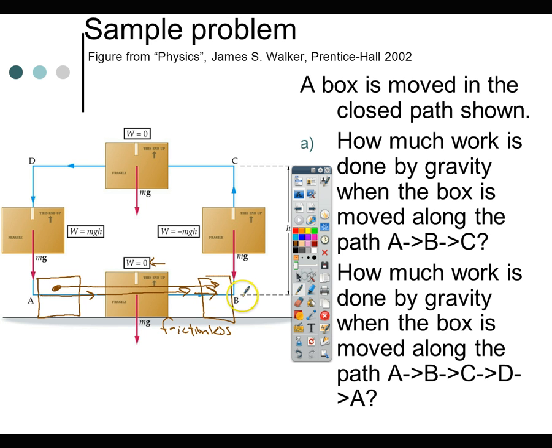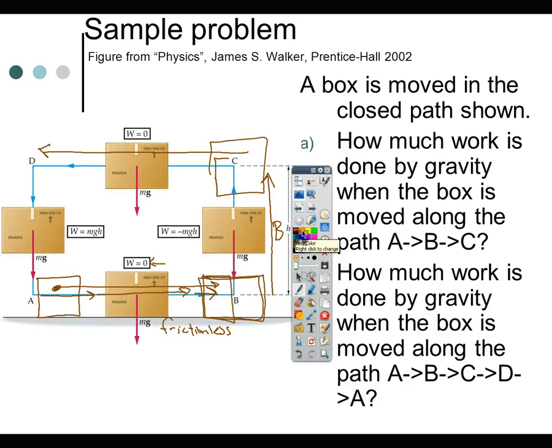Then we'll go from B, and when the box is at B, so here's the box at B, it then travels along up this way, and this would be path B itself. Then we move the box along path C. So now we're at this point and the box is moved all the way over. So what we need to do is just figure out how much work is done by gravity when we move that box. This one's actually a little bit easier than what it looks.